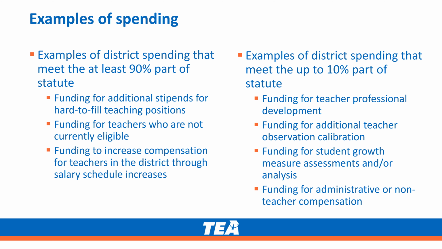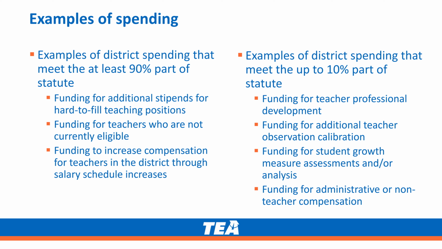Here are some examples of spending that districts can do that meet the pieces of statute found in Chapter 48.112. On the left-hand side include examples of district spending that meet the at least 90% part of the statute. Some of these examples include funding for additional stipends for hard-to-fill teaching positions, funding for teachers who may not yet be eligible in your district's designation system, and funding to increase compensation for teachers in the district through salary schedule increases.